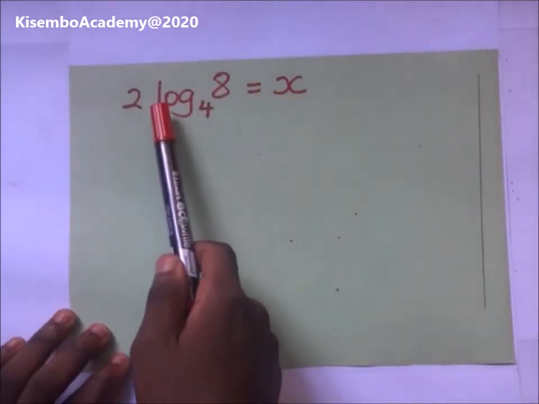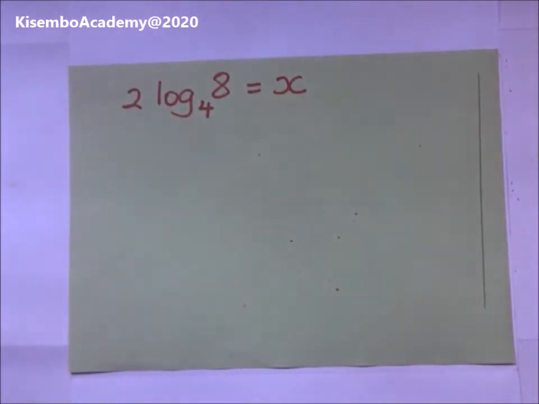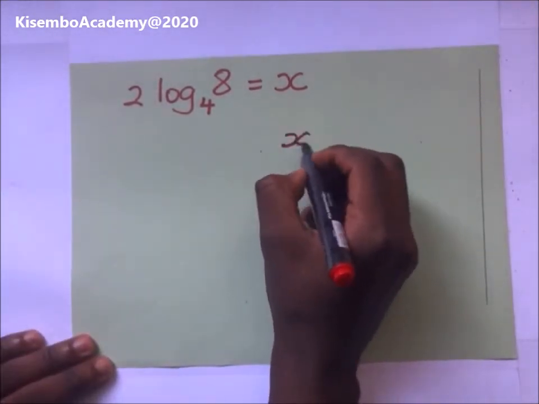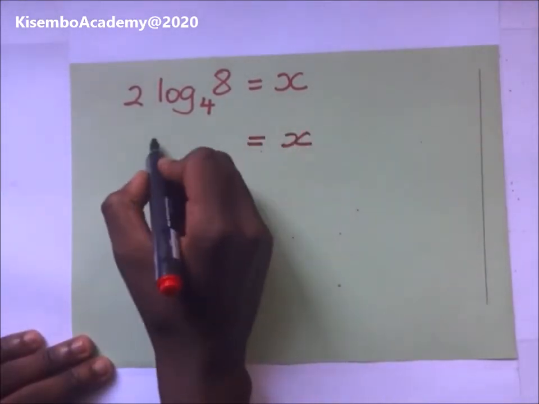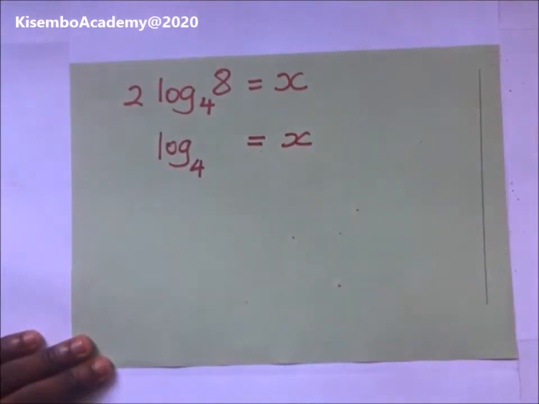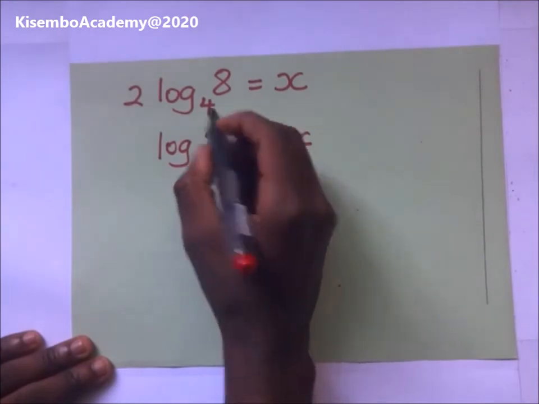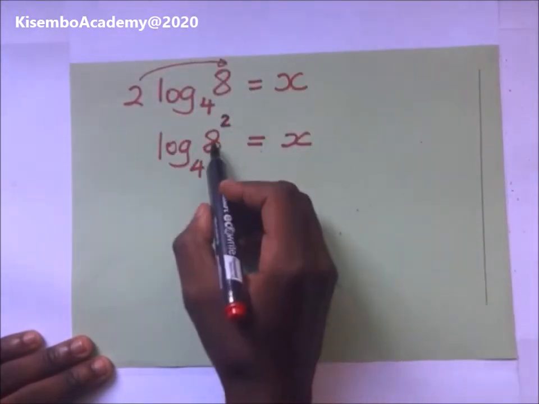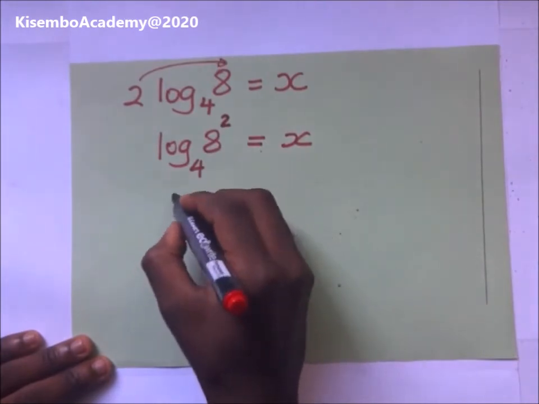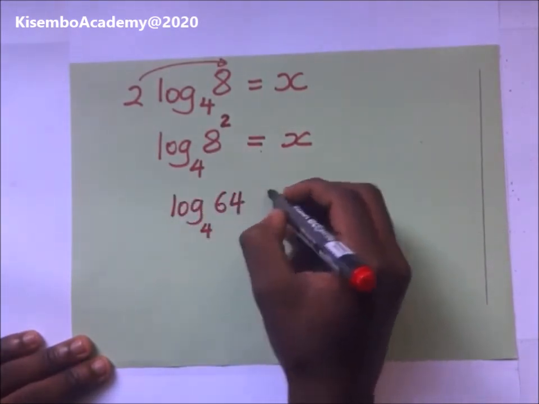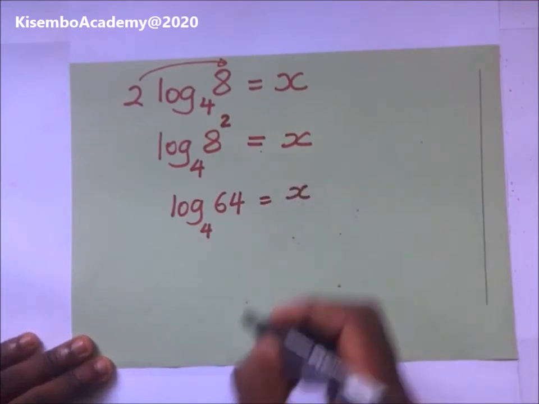So to get the value of x here, x will become the logarithm to the base 4 of 8. Now we shift this 2, we bring it right there. So it's 8 squared, and you know that 8 squared is 64. So it's going to be log to base 4 of 64 is equal to x.